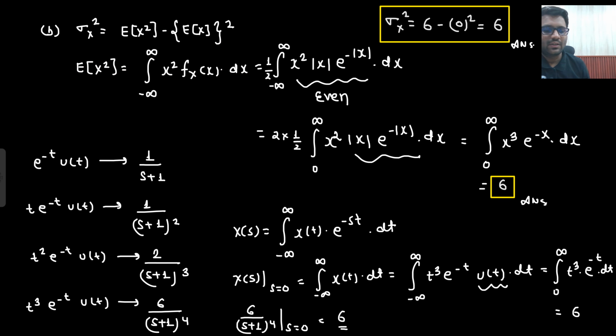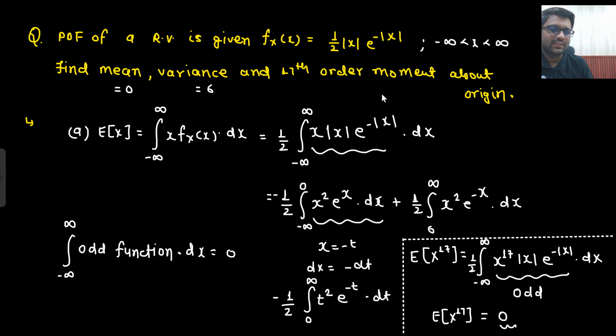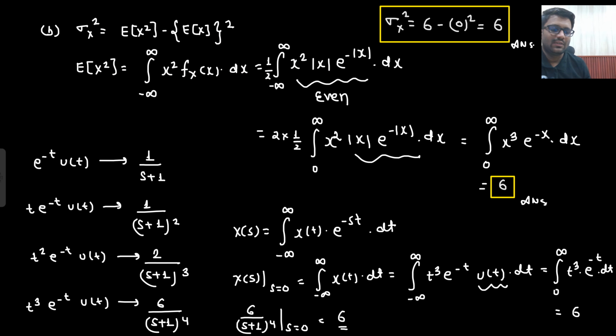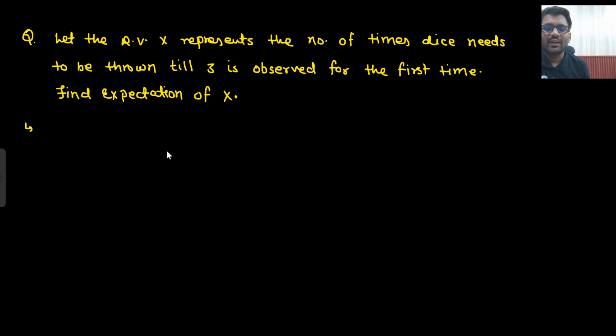Well and good. Okay. So all the answers we have: 6 here, 0 here, and for this one as well, 0. Okay. Let's go to this question. Random variable x represents the number of times dice needs to be thrown till 3 is observed for the first time. Find the expectation of x. What it is saying? What do you think? What is your random variable x here? Random variable x is number of times dice needs to be thrown till 3 is observed.